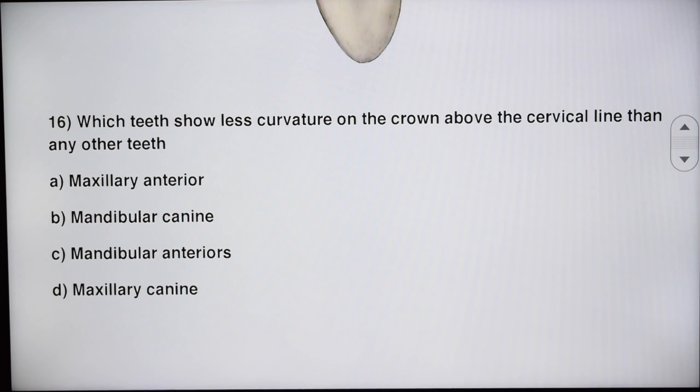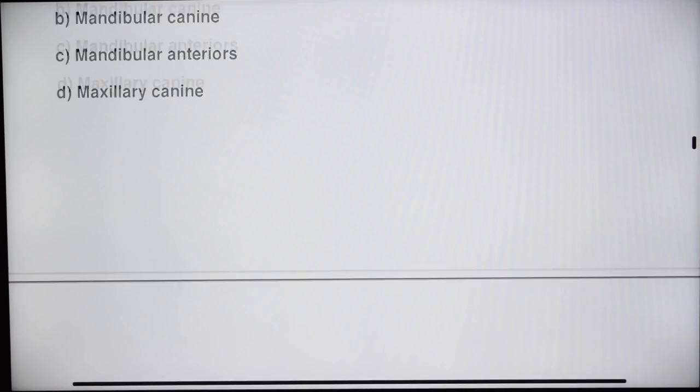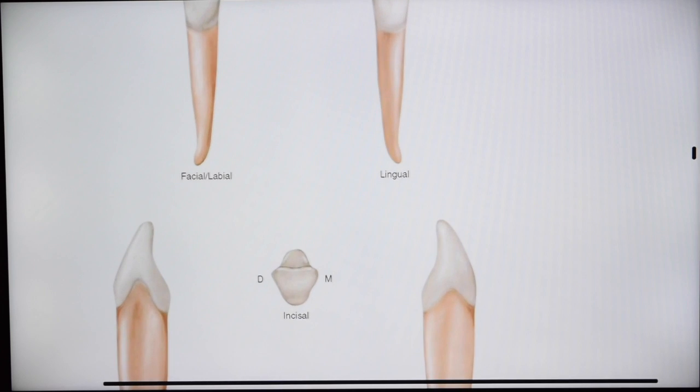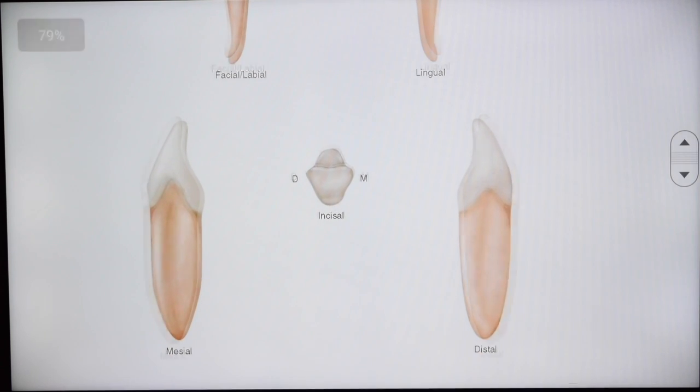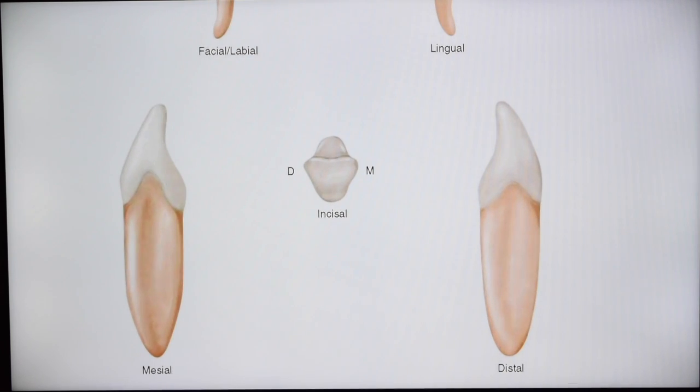And moving on to the next question, which teeth show less curvature on the crown above the cervical line than any other teeth? So it's mandibular central incisor, mandibular anteriors, which show a lesser curvature of crown above the cervical line than any other teeth, as you can see in this image. So let me just zoom in. You can see that apical to the crest of the buccal curvature, there is minimal curvature of the tooth outline. So the tooth showing less curvature on the crown above the cervical line is mandibular anterior.